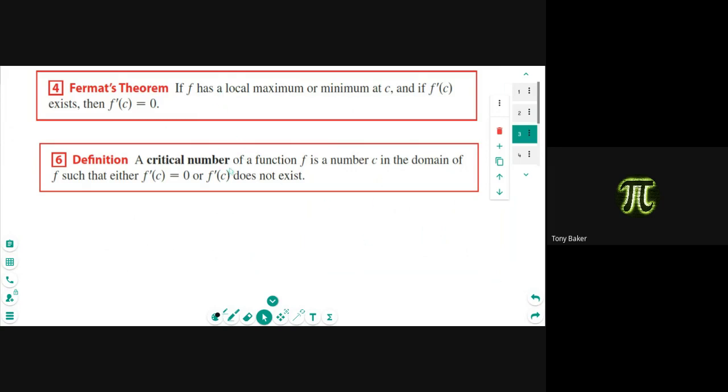These two things I've just already taught you. If it has a local minimum or maximum at c, and the derivative exists, then the derivative has to be 0. Your critical numbers, the ones we've looked at so far, are when my derivative is 0. We also can have a critical number where the derivative does not exist. That's important to keep in mind as well.